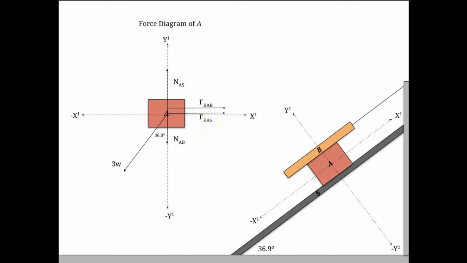In the negative y' direction, we have the normal force between A and B, and we also have the vertical component of the 3W weight. And in the negative x' direction, the only force we have is the horizontal component of the 3W weight.